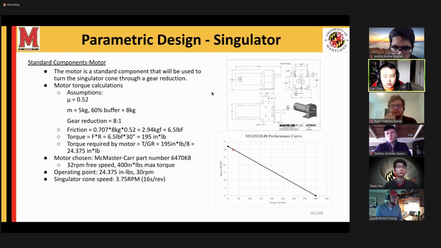There were a couple design choices to make for the singulator. The first was to select a drive motor. You can see our calculations here, and in the end we decided on a McMaster car motor with a 32 RPM free speed and a 400 inch-pound max torque. Our operating point is shown here on the graph, and it results in a singulator cone speed of 3.75 RPM, or 16 seconds per revolution.